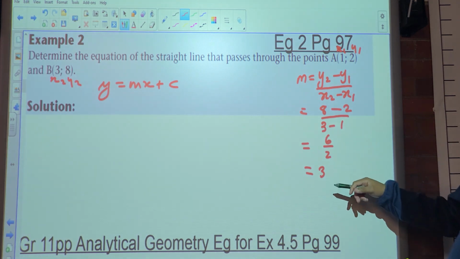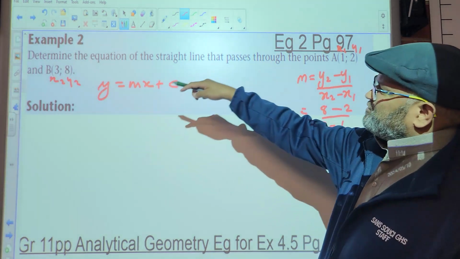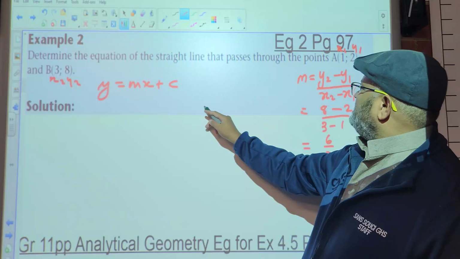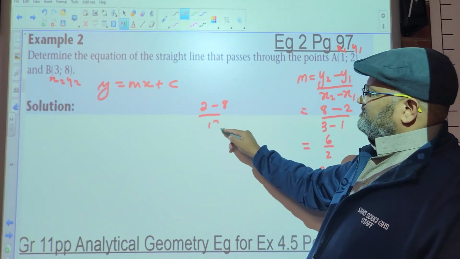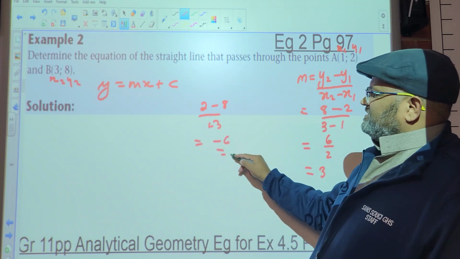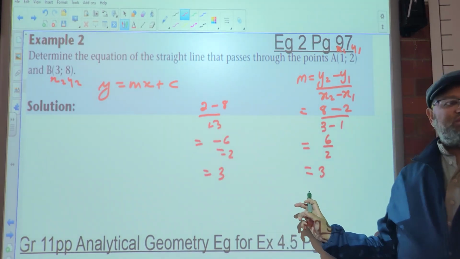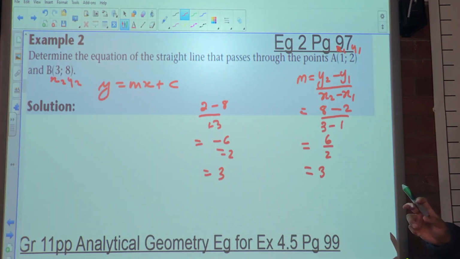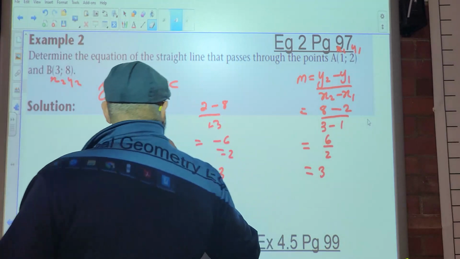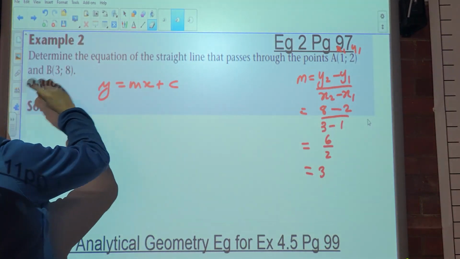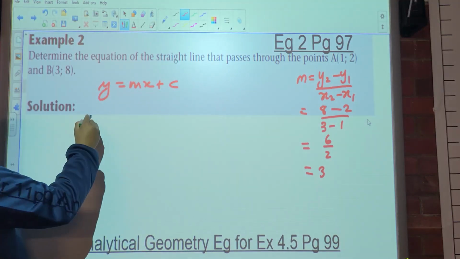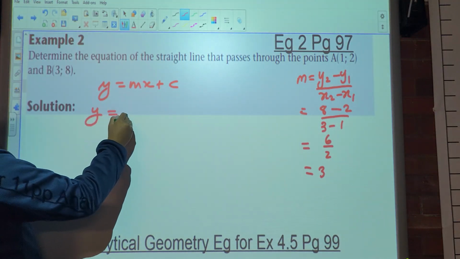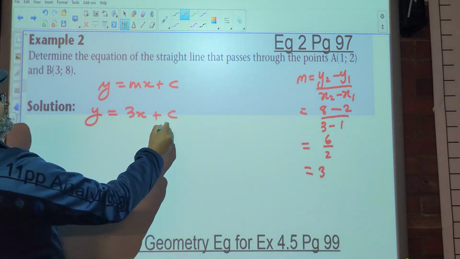If you had gone the other way around and said that was x1, y1 and x2, y2, you would have had 2 minus 8 over 1 minus 3, which is negative 6 over negative 2, which is also 3. You see, you're going to get the same answer. You guys understand? Yes. Provided you didn't make a mistake, you'll get the same answer. Whatever way you mark it, as long as you're marking it properly, you get the correct answer. So my equation now reads y is equal to 3x plus c.